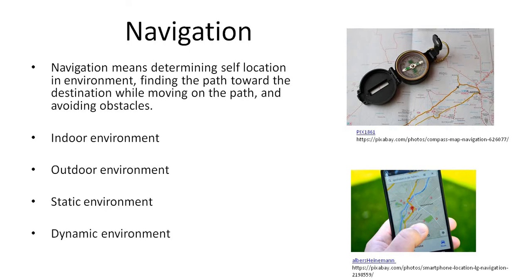Then we have dynamic environment. Dynamic environment is more closely related to the real world scenario. In a dynamic environment, the objects or the obstacles are moving. So the navigation becomes a more challenging task, because there are unexpected obstacles on the path of the robot, which were not there before.